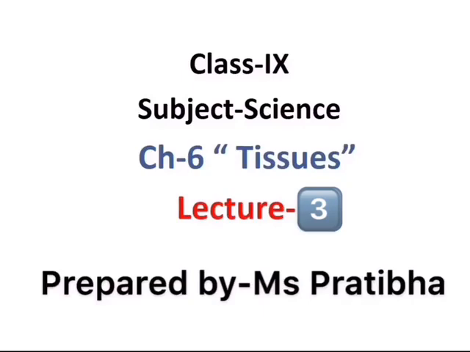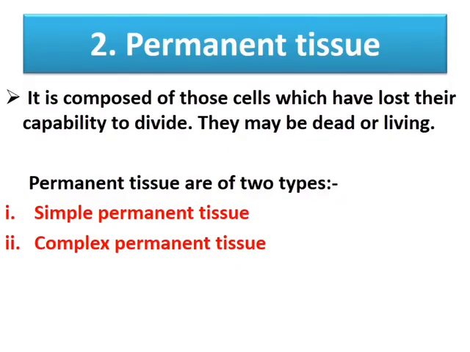It is class 9th, science, chapter 6, tissues, and it is lecture number 3. My dear students, in my previous class, I told you about two types of plant tissues. First was meristematic tissue. In my previous lecture, I told you about the meristematic tissue and its types, and now we will learn about the permanent tissues.